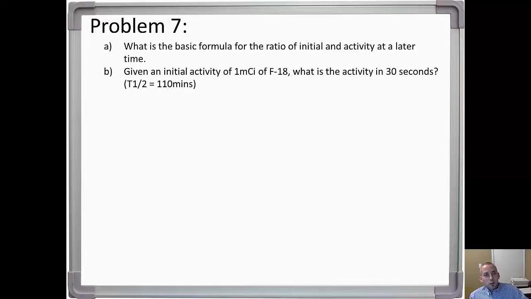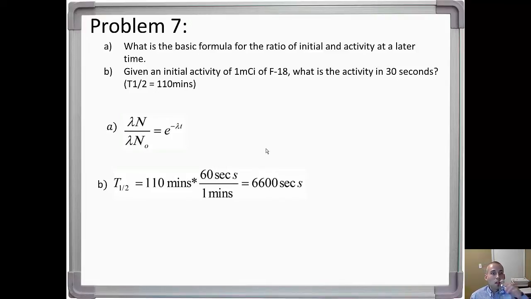So let's go to problem 7. What is the basic formula for the ratio of initial activity to the activity at a later given time? So this is the initial activity. Remember, activity is decay constant times number of particles. You could write this just as the initial activity, A0. This is going to be the activity at a later time, A. And typically, you could see this formula with A0 over A. Okay, let's do a quick calculation. Oh, and you're going to want to memorize this formula, definitely.